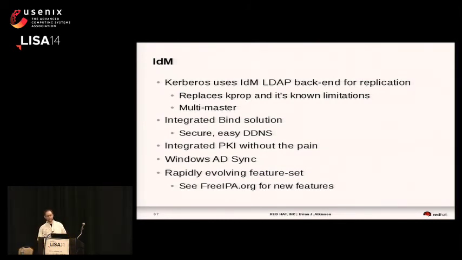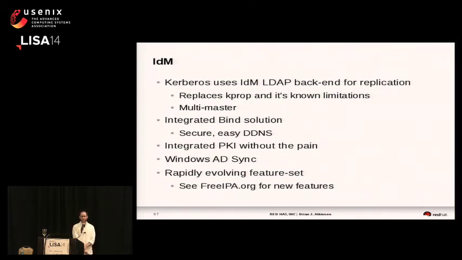So the way this works is Kerberos uses IDM or LDAP to provide its master functionality. This eliminates the single point of failure problem I spoke about earlier with Kerberos, and lo and behold, you now have a multi-master Kerberos system. No single point of failure, no master. It replaces kprop, which can be known to be buggy and have limitations, especially over high latency connections. Kprop will usually time out and eat itself.